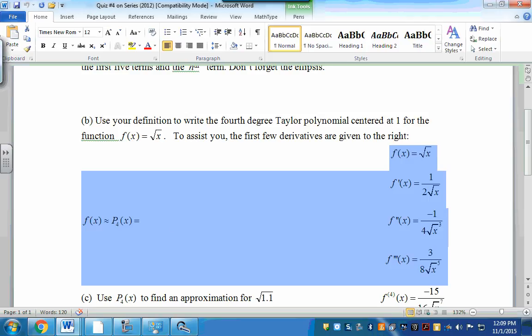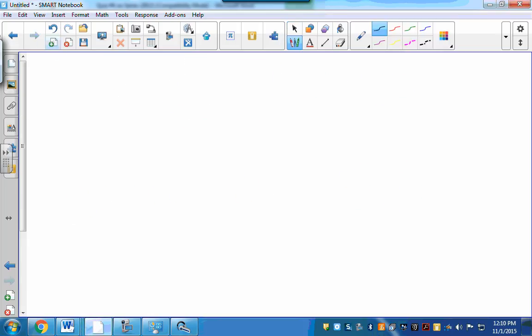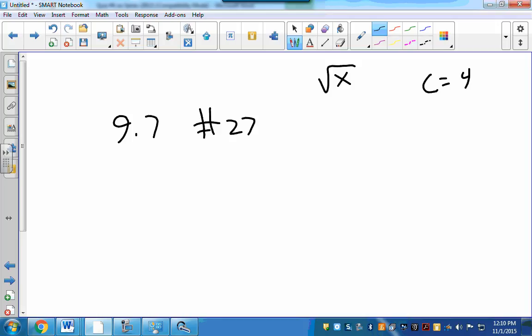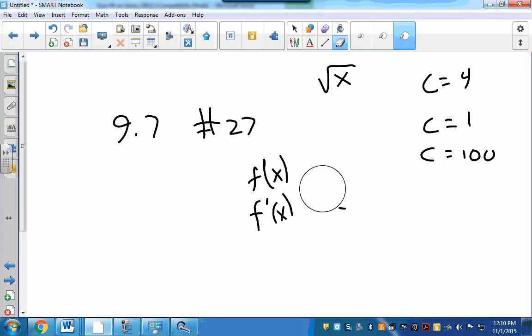Taylor polynomials. Square roots are nice. In fact, I think that was one of the homework exercises. I know we played a little bit with it on the quizzes, but if you look in section 9.7, number 27, that was dealing with the square root function. I think in that homework problem, they centered it at 4. There's nothing wrong with the number 4. I sort of like numbers like 1 or 100, so that, just like on the quiz, I'll give you the first few derivatives. There's no sense in wasting time doing that.